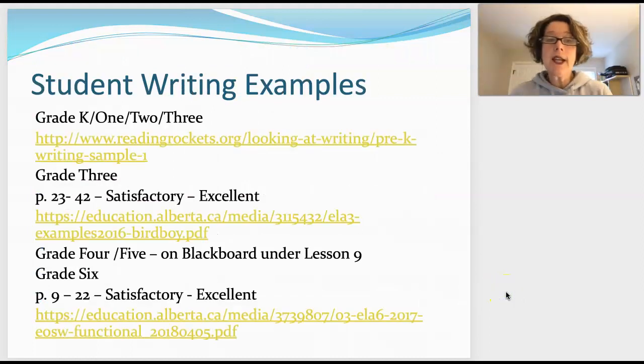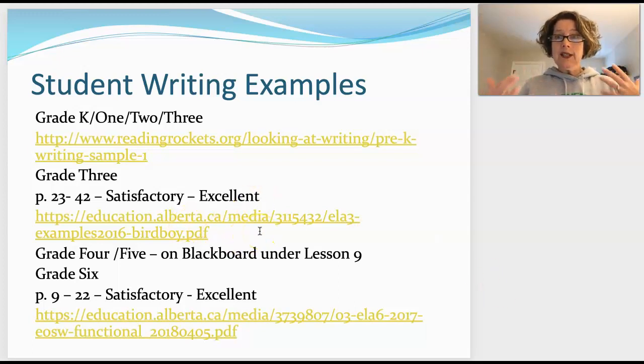So again, these are the writing examples for K, 1, 2, and 3. I want you to have a little bit of an idea of what's going on there. Grade 3, again, look at these and start to think about how you would assess for your particular grade. And grade 3 and grade 6, these are the PAT ones again. So you kind of know where those ones are at, but I want you to think about why this particular grade 3 example was satisfactory and not proficient and not excellent.